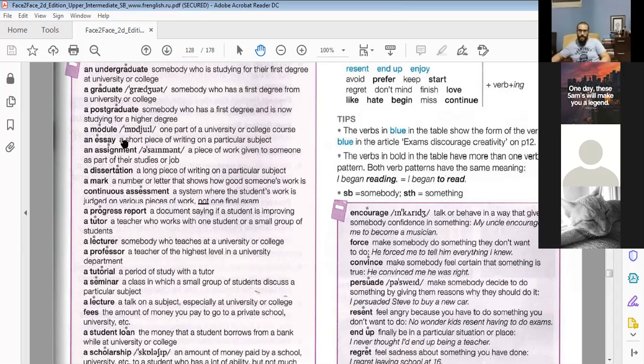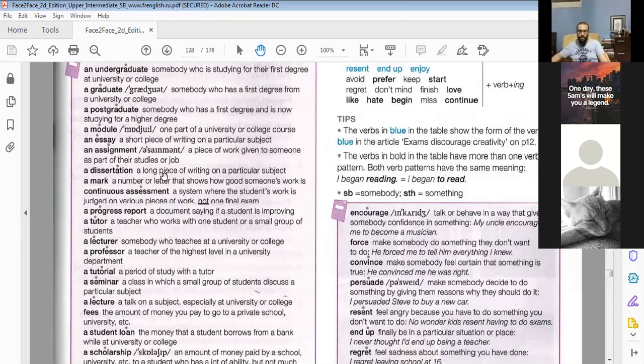An essay is a short piece of writing on a particular subject. Most of the time, an essay has to include an opinion. Not always, but usually there is some kind of opinion. Even in IELTS, they have essays because you need to include your opinion on a certain topic. An assignment is a piece of work given to someone as part of their studies. It's something you have to do.